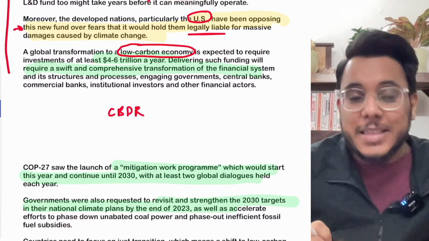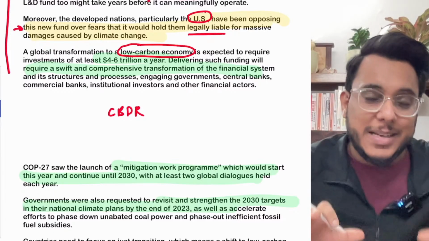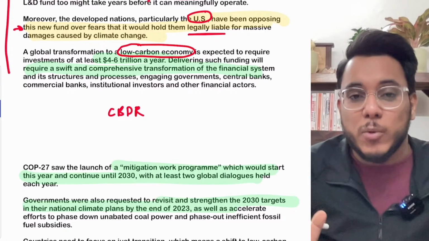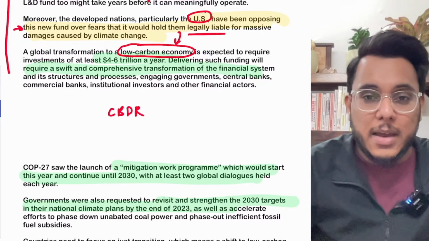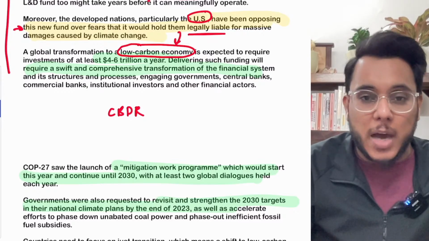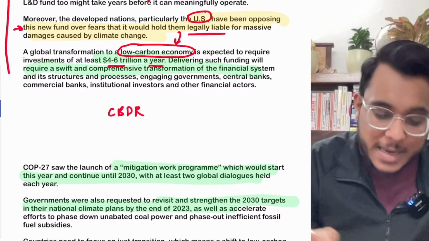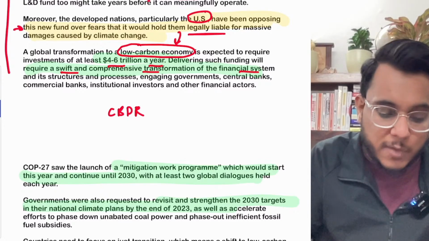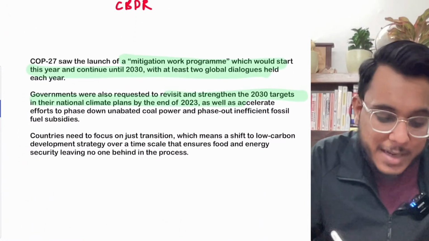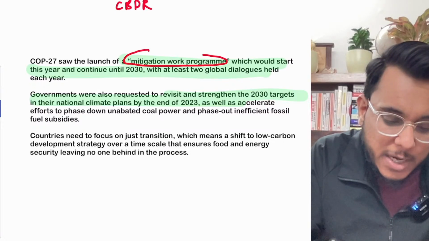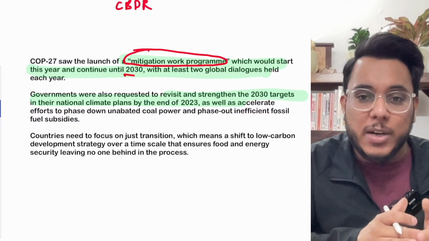Now, in COP27, the word that was going around was the decarbonization of economy. Decarbonization means that the carbon emissions from the economies need to be removed. But now what has happened? The countries have settled from decarbonization to low carbon economies. And it has been provided that for the low carbon economies, $4 to $6 trillion a year will be needed. For that, we need swift, comprehensive transformation of the financial systems, and governments, developed countries, need to provide the money. Now, COP27 has also launched a mitigation work program, which will start from this year and will continue to 2030.